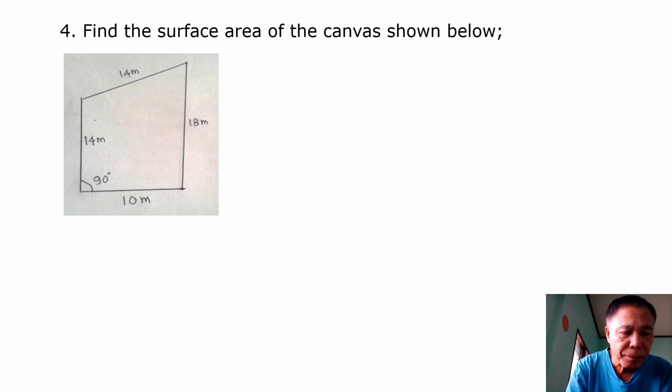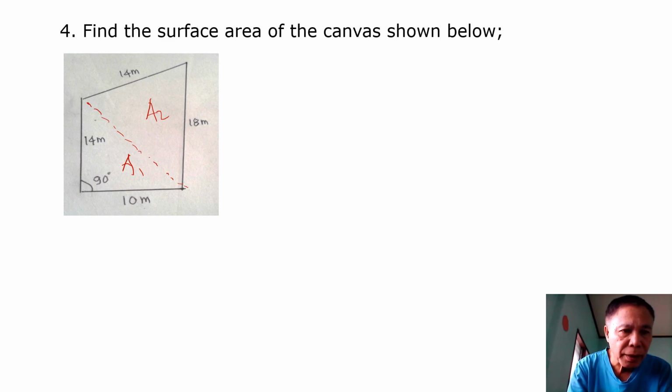So this one, find the area of the canvas shown below. So this one is 14, 10, 18, 14. You have that one is 90. What you do is make that into two. This one make a triangle. So there will be two triangles. Make that one A1, that one is A2.